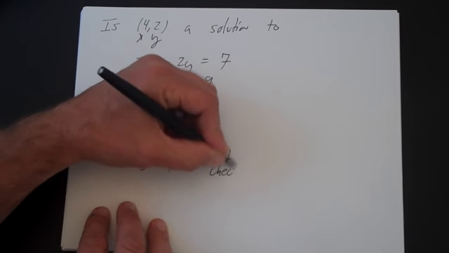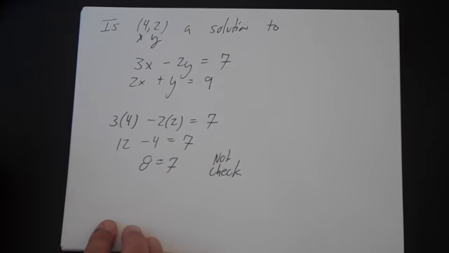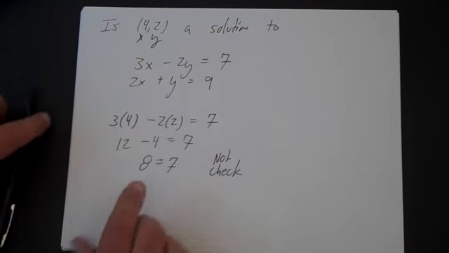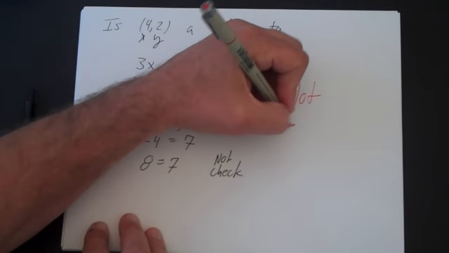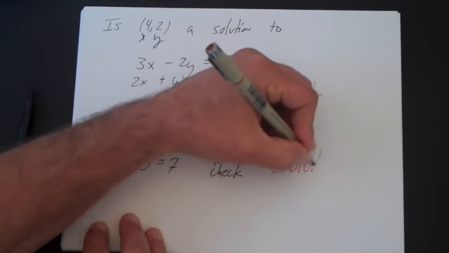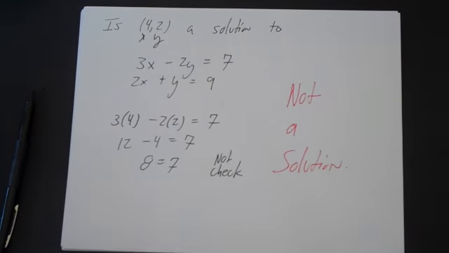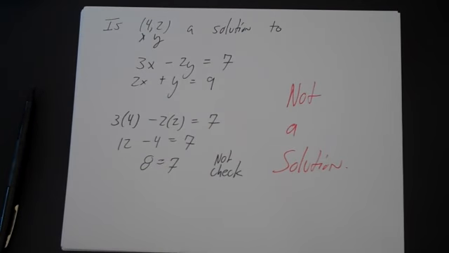Now at this point you can just stop, because the only way it's a solution is if it works for both equations. It already doesn't work for one equation, so you can stop right there and say this is not a solution. And that's how you check to see if a point is a solution to a system of equations.